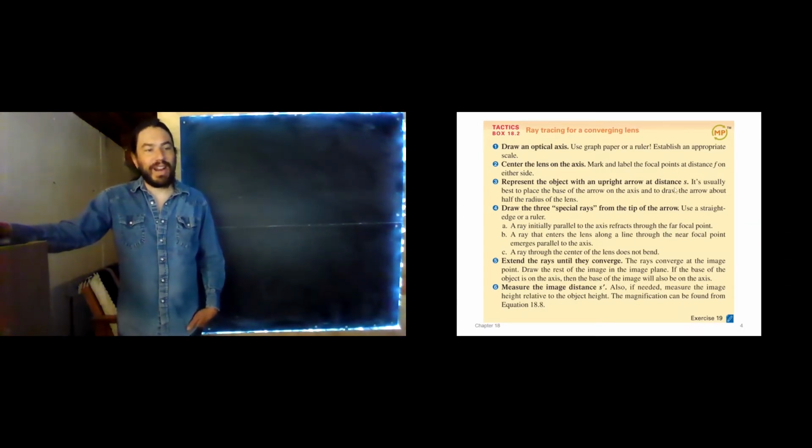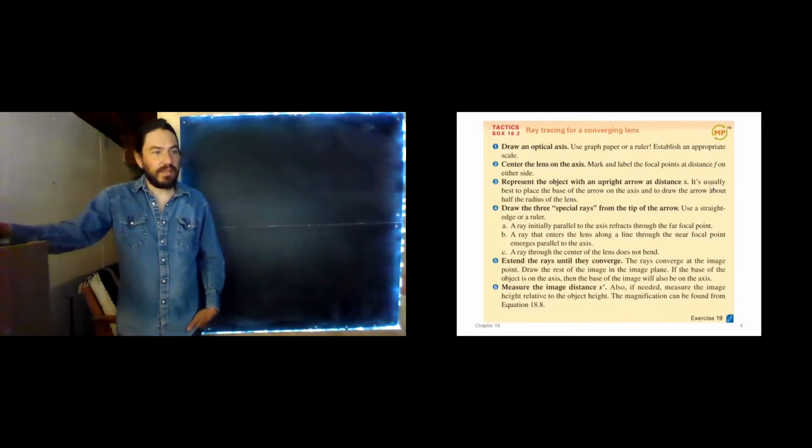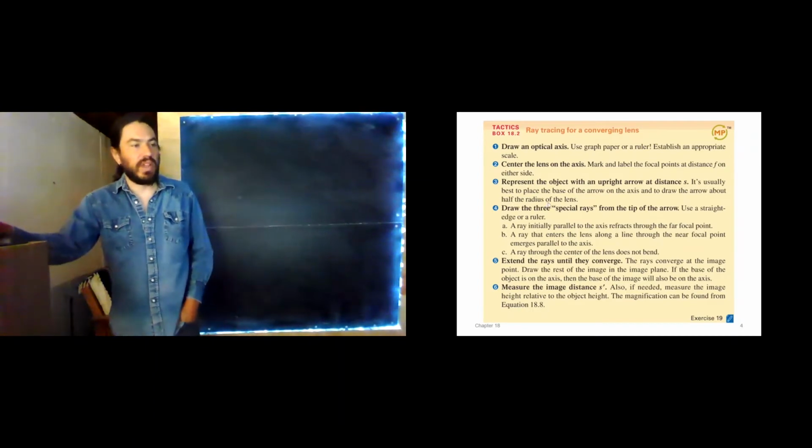Represent the object with an arrow. In this case, we've drawn a pretty tree. An arrow is generally easiest. And it says it's best to place the base of the arrow on the axis. We'll do that. So you place the base of the arrow on the axis and draw the arrow about half the radius of the lens. That's something that you just kind of get better with practice, kind of seeing how these things will scale.